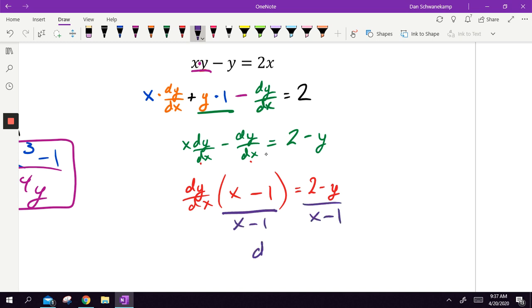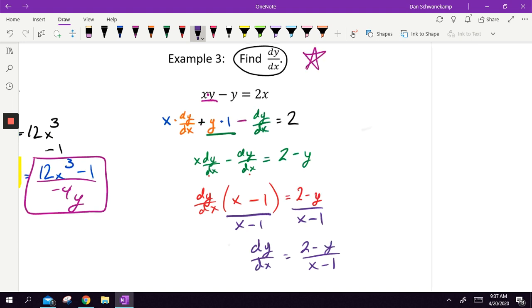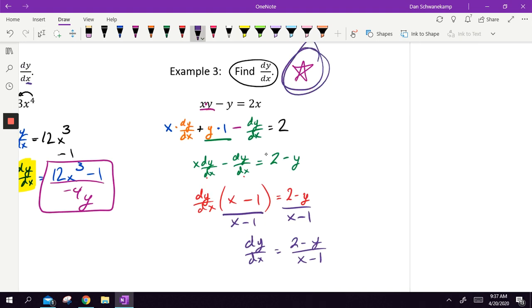Divide by x minus 1. dy over dx is going to be equal to 2 minus y, all over x minus 1. That is dy dx by itself. That is why we put a star here. When you have multiple dy dx's and you don't know how else to get dy dx by itself, we are going to factor it out and then divide from there.